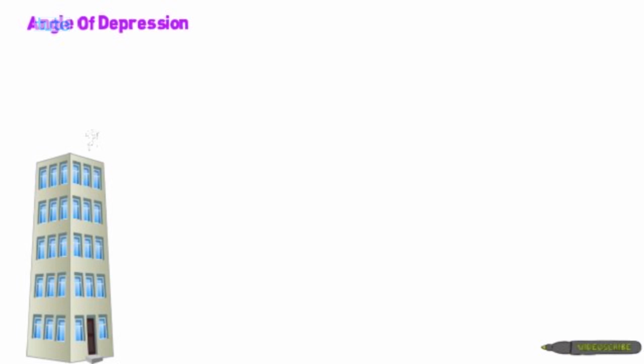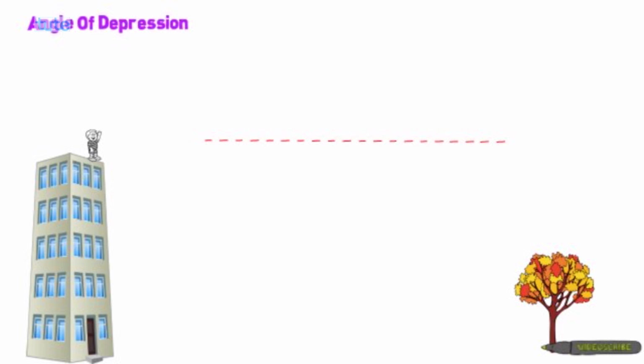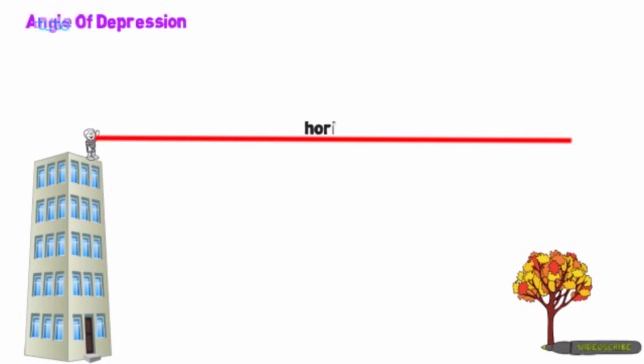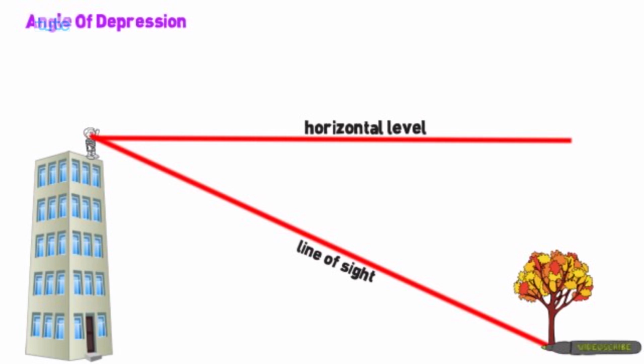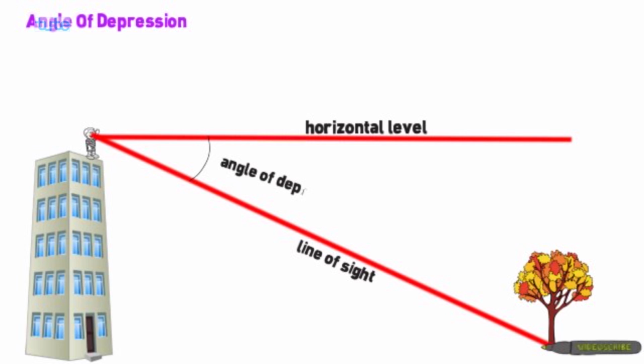Now let's see what do you mean by angle of depression. Consider a building, and on the top of a building a boy is standing. So this will be his horizontal level. A boy is looking at the base of the tree. So that particular imaginary line is called line of sight. These two lines make a particular angle, and that angle is called angle of depression.